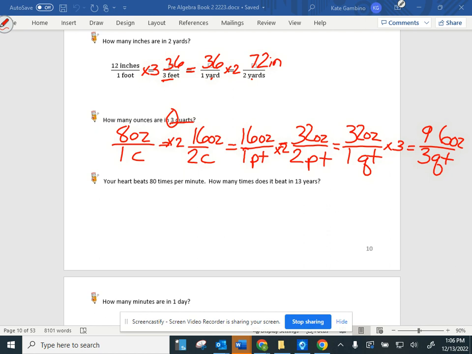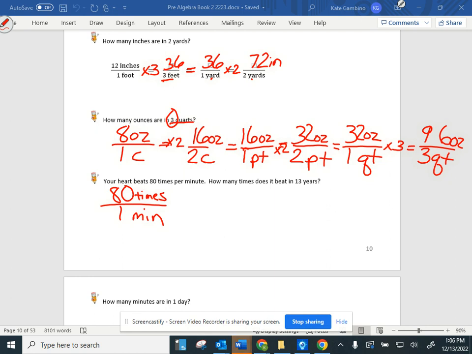So there is a second page, and I know Jonas already had a question on this first one. So let's look at that. Your heart beats 80 times per minute. So what's my fraction going to look like? 80 times over 1 minute. That's what I'm starting with.